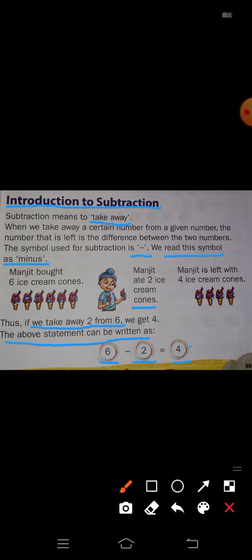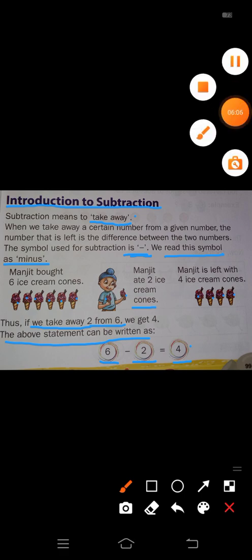Yes. Subtraction means to take away, and this is the symbol of subtraction, and we read this symbol as minus. Okay. Understood? Yes. So next point is, see here. Now take away and write the answers. Yes. See here.